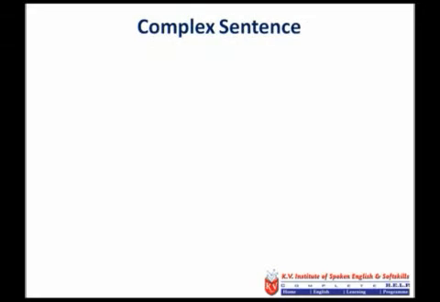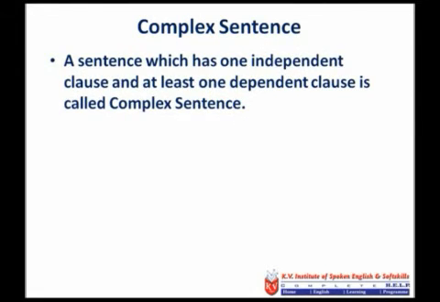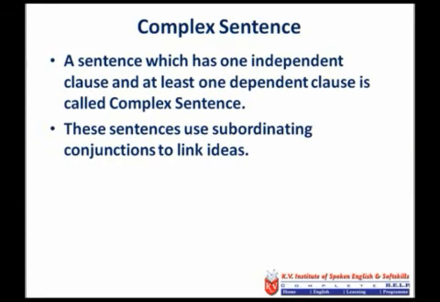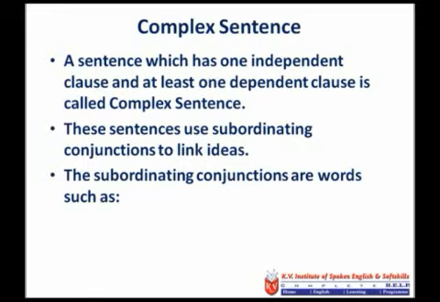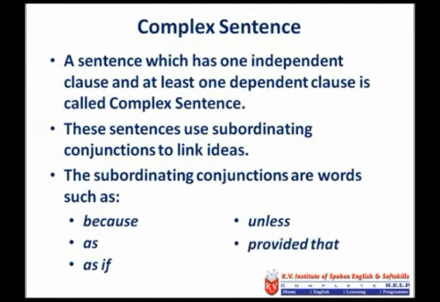Now let's see complex sentences. A sentence which has one independent clause and at least one dependent clause is called a complex sentence. The independent clause is called the main clause. These sentences use subordinating conjunctions to link ideas. The subordinating conjunctions are words such as because, as if, unless, provided that, if, even if.